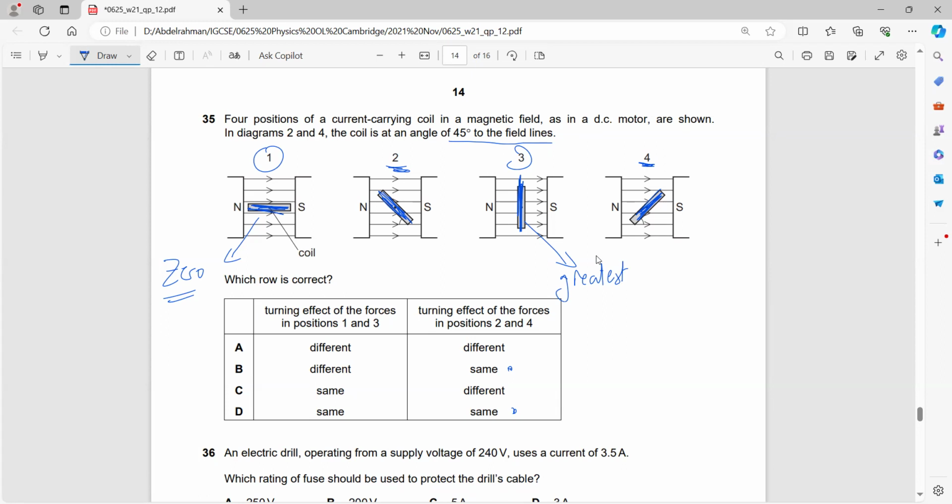So they are completely different, 1 and 3. 3 is perpendicular. It would experience the greatest turning effect. One is parallel, so it would experience no turning effect at all. Okay, good.